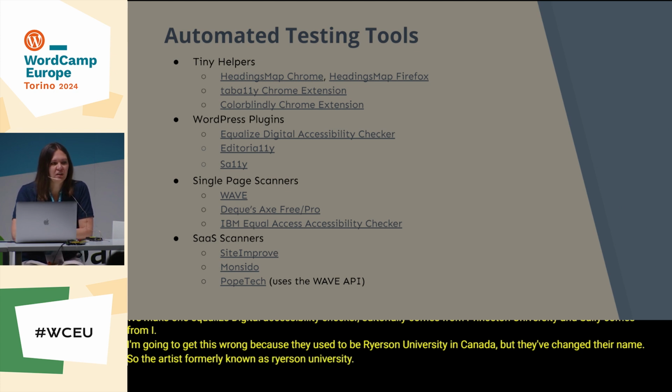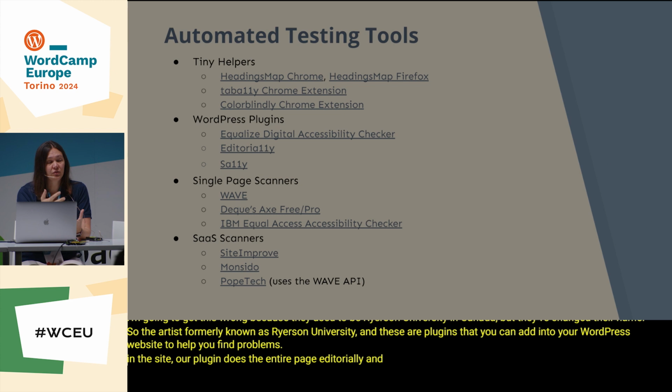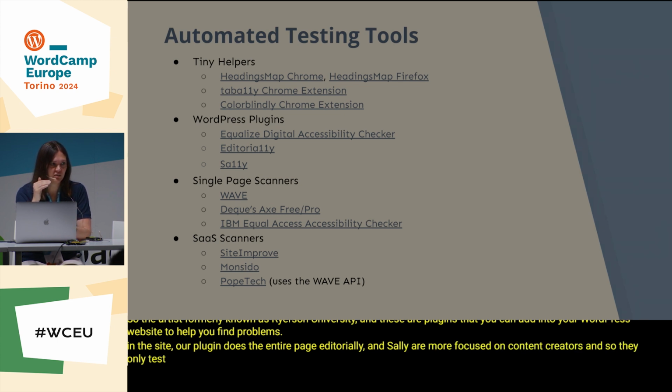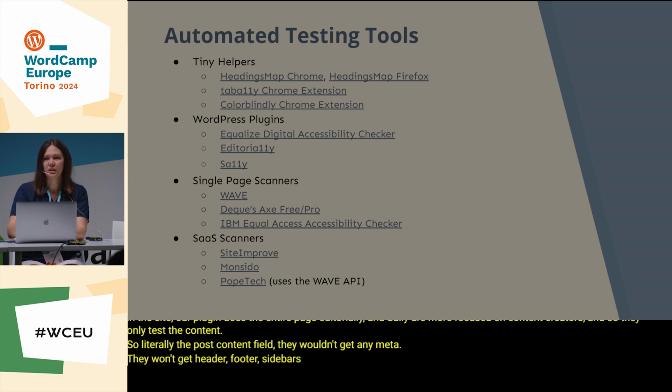And these are plugins that you can add into your WordPress website to help you find problems in the site. Our plugin does the entire page. Editorially and Sally are more focused on content creators, and so they only test the content. So literally the post content field, they wouldn't get any meta, they won't get header, footer, sidebars, but they are still very useful, especially for a content creator.